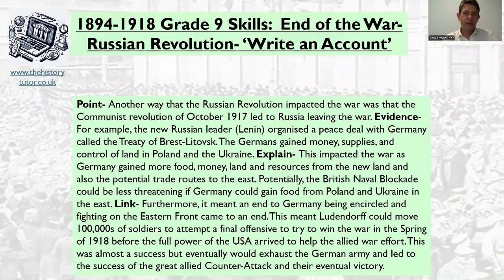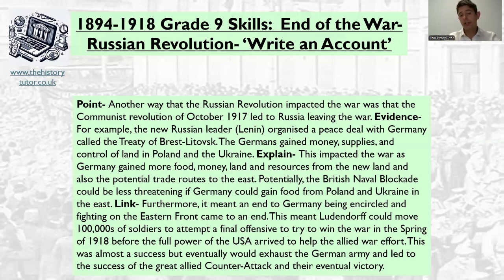So another way that the Russian Revolution impacted the war was, of course, through the October Revolution. And then the evidence could be, of course, that the Russian leader Lenin wants to leave the war and signs the Treaty of Brest-Litovsk. And as we put in our plan, the Germans gain Poland, Ukraine, reparations, and food supplies from Russia. Of course, this impacted the war because potentially you could argue, if you want, it might be a slight stretch, that this might have made the British naval blockade less threatening because trade routes and food were now coming from the east.